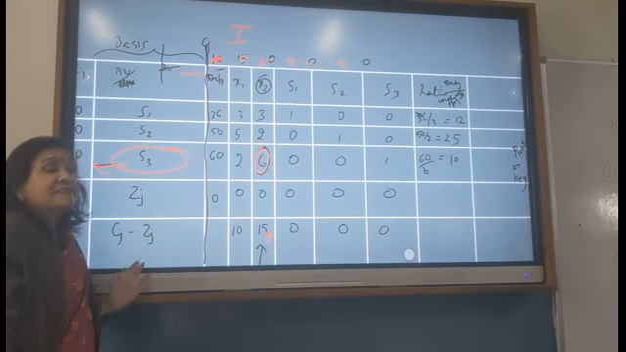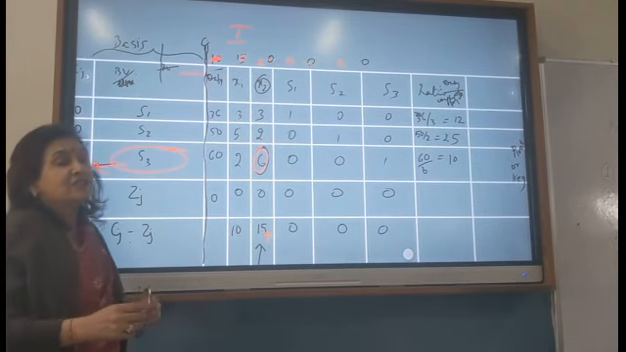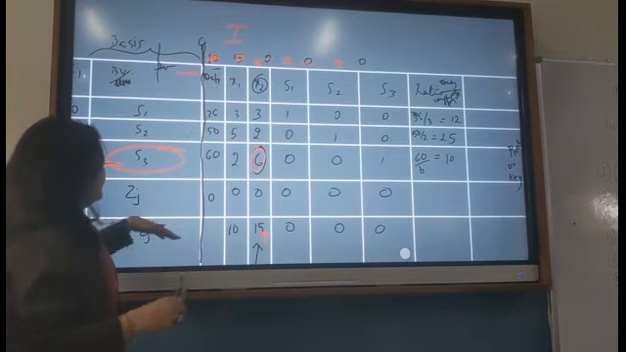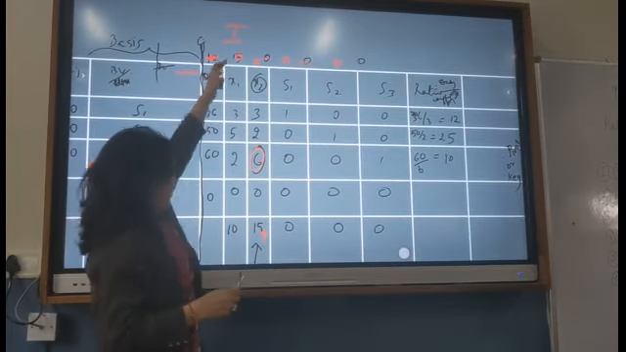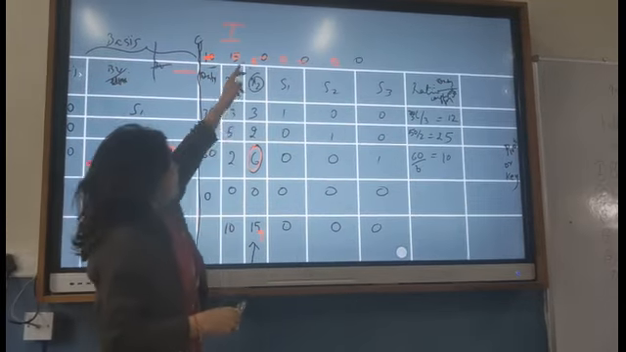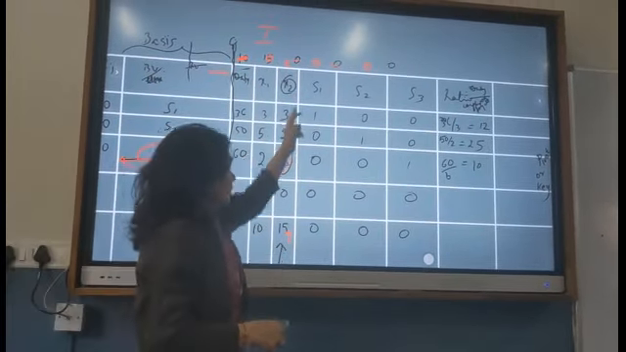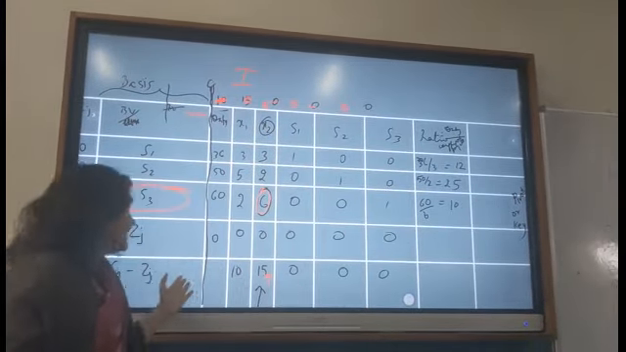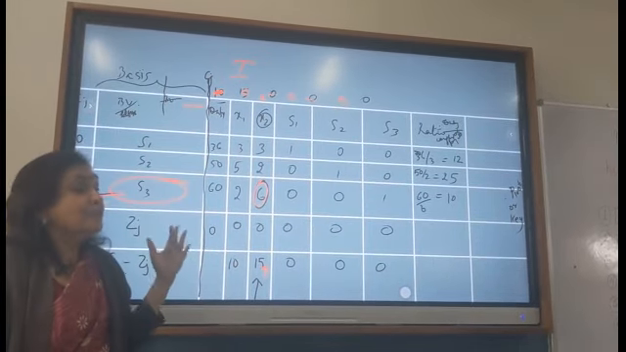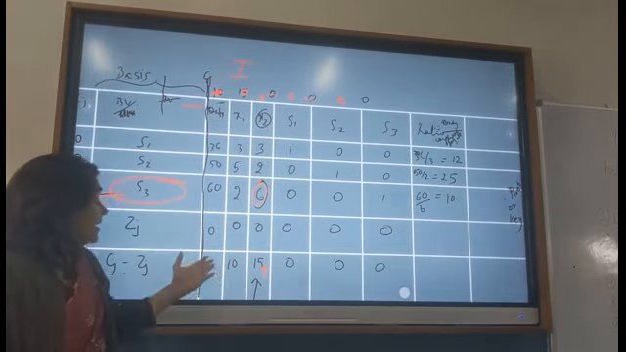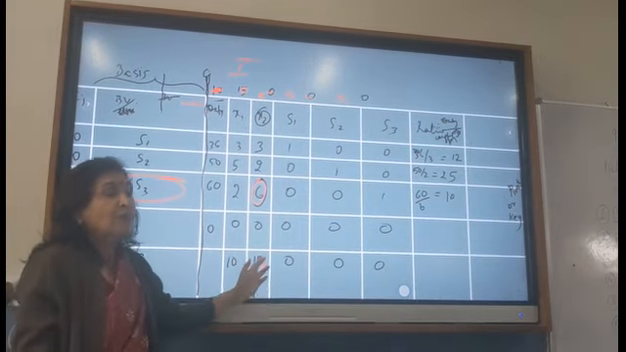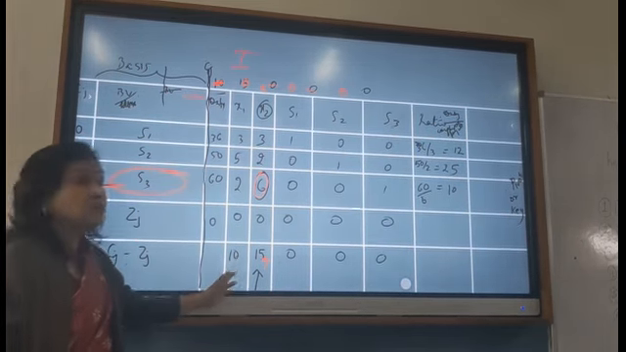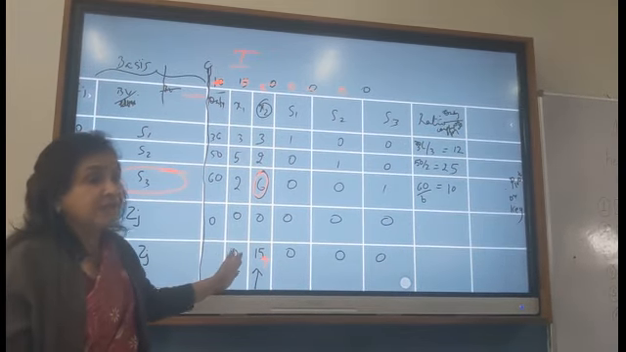Next we find Cj minus Zj. Cj minus Zj represents the opportunity cost. I have put my Cj's on top, so 10 minus 0 is 10, 15 minus 0 is 15, 0 minus 0, 0 minus 0, 0 minus 0. Cj minus Zj tells me that if I produce 1 unit of x2, my profit will increase by 15, and if I produce 1 unit of x1, my profit will increase by 10.